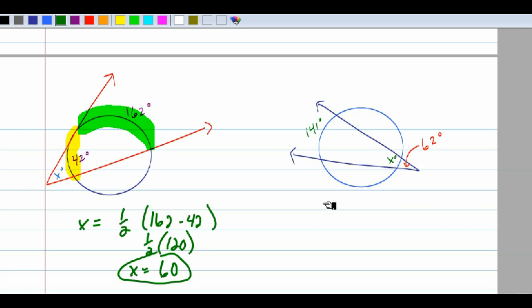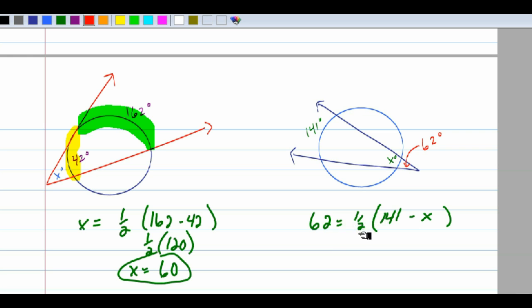All right, now this one, notice the formula is going to be a little bit different. The angle measure is 62, so 62 goes in this position. Equals 1/2 the big, which is the one furthest away, 141, subtract x. All right, now let's get back into our algebra mode.